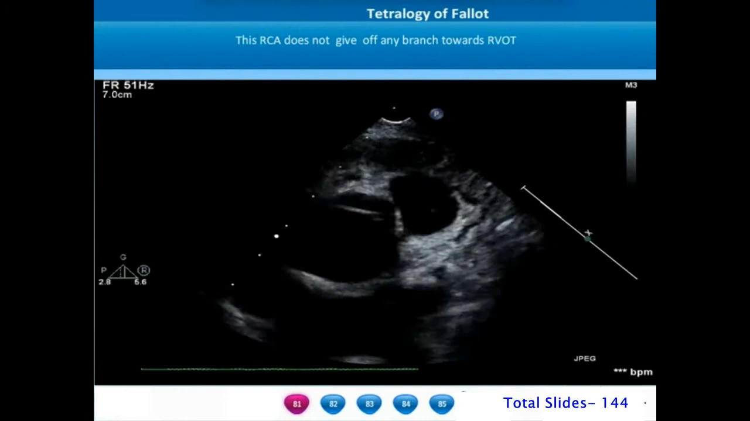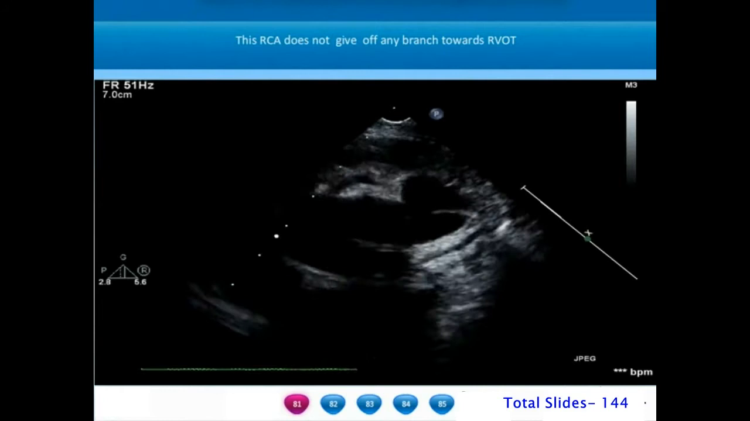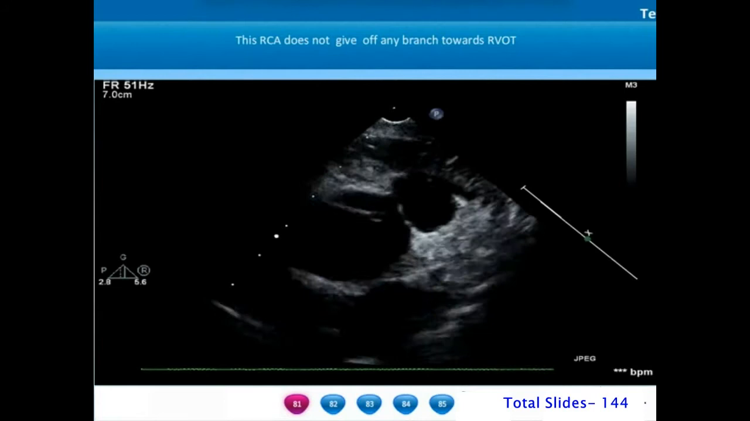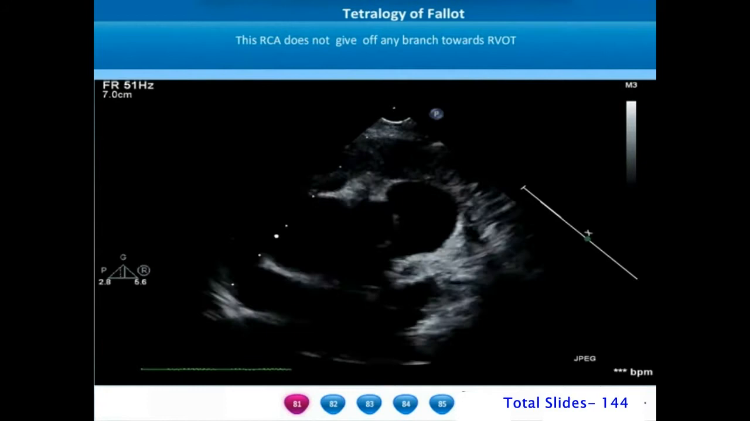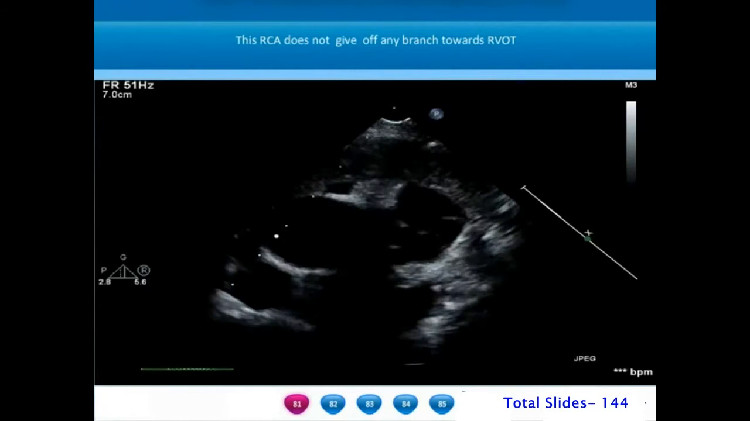In contrast to the previous example where the right coronary artery was giving off the left anterior descending coronary artery, in this example of parasternal short axis view, we can appreciate a normal origin of the LCA and RCA from the aortic root. Note the dextro rotation of the aortic root. The right coronary artery arises from the anterior sinus and courses towards the right. The left coronary artery arises from the left sinus and branches off into left anterior descending and left circumflex artery.